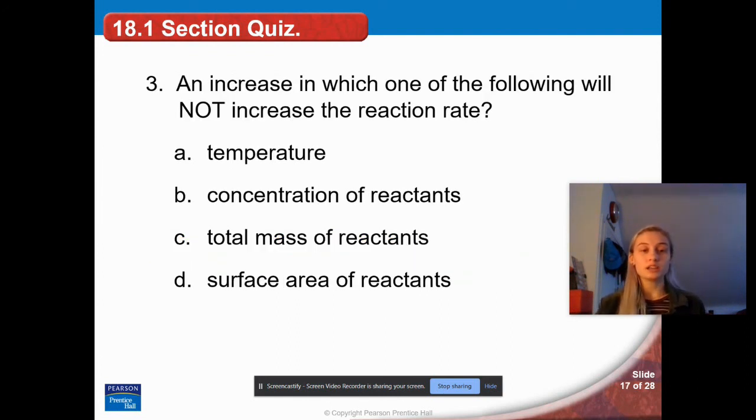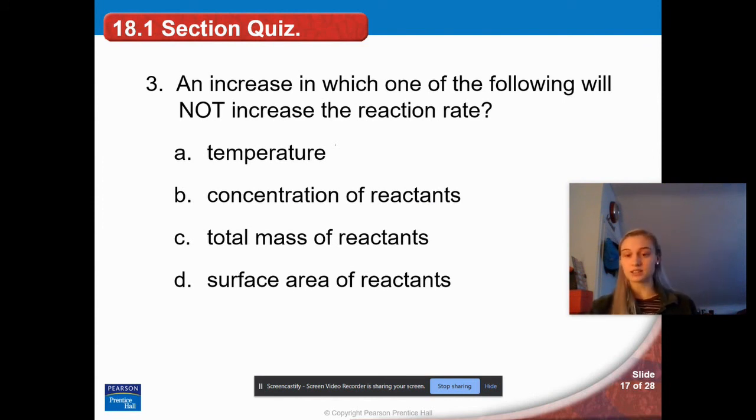So, an increase in which of the following will not increase the reaction rate? I went through these one by one. We talked about temperature and putting things in the fridge, so we know that if we increase temperature, that will for sure increase the reaction rate. If we increase the concentration, that's more things to hit each other, more chance of a reaction to actually occur.